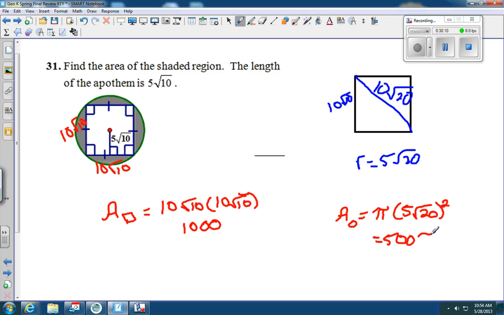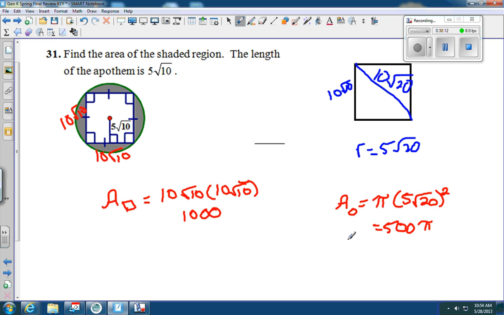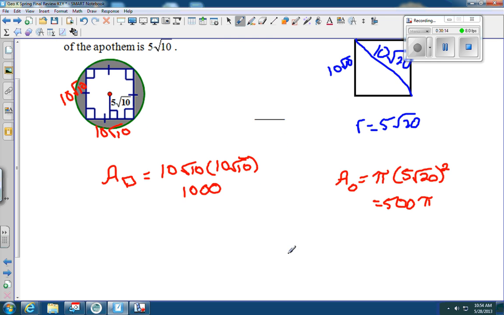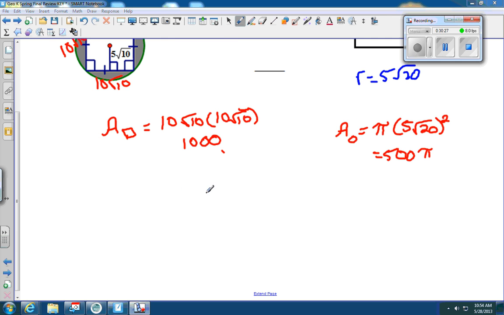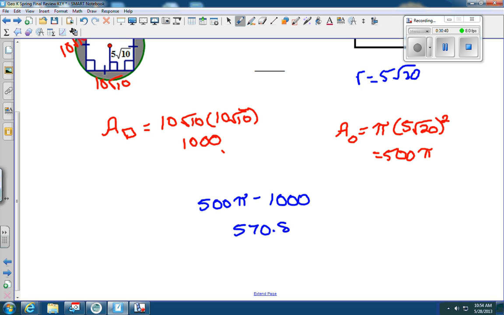So I can leave this either in terms of pi or go ahead and use decimals. In terms of pi, I get 500 pi minus the area of my rectangle, which was 1,000. I can leave it like that, or you can plug it in your calculator and you get about 570.8. So either way is fine.